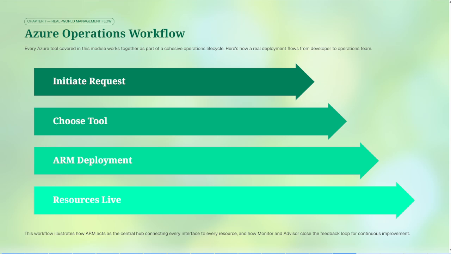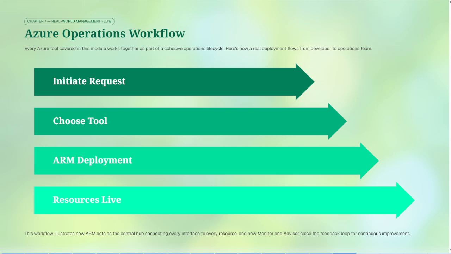For example, a production database is deployed. The cloud team applies RBAC. Database administrators get required permissions. A delete lock prevents accidental removal, and tags are applied. Tags like environment equals production, owner equals database team, application equals customer portal, and so on.